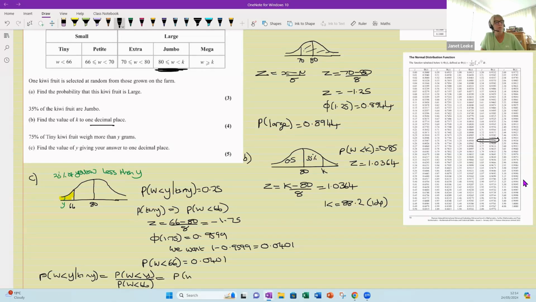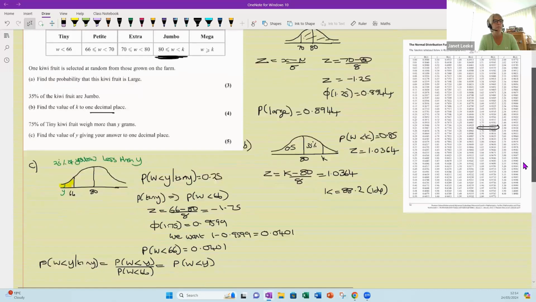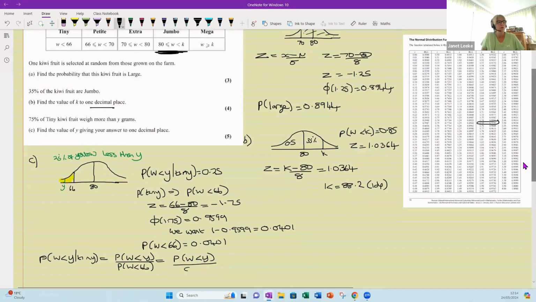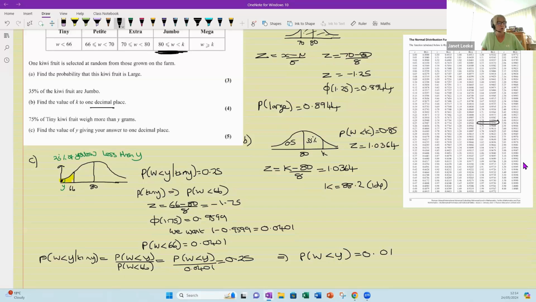So we know that that's the probability that W is less than Y, divided by 0.0401. And we know that that equals 0.25 because it represents that little section in there. And if I rearrange that, I get that the probability that W is less than Y is 0.010025, approximately equal to 0.01, 1%. So now I know my probability, I need to find out what Z is.